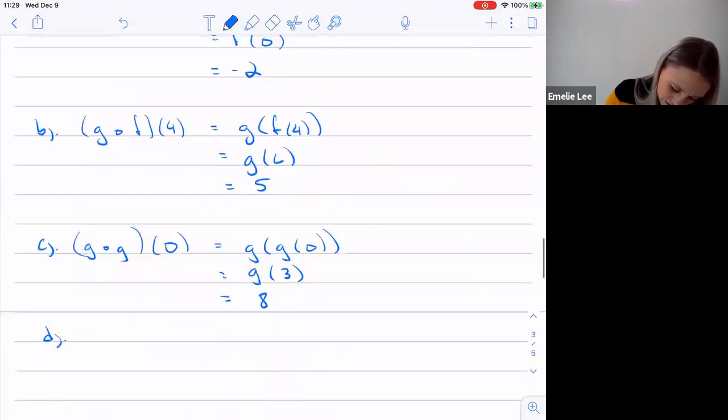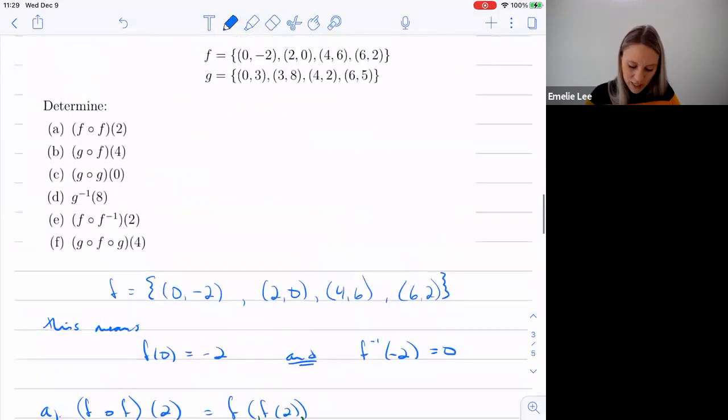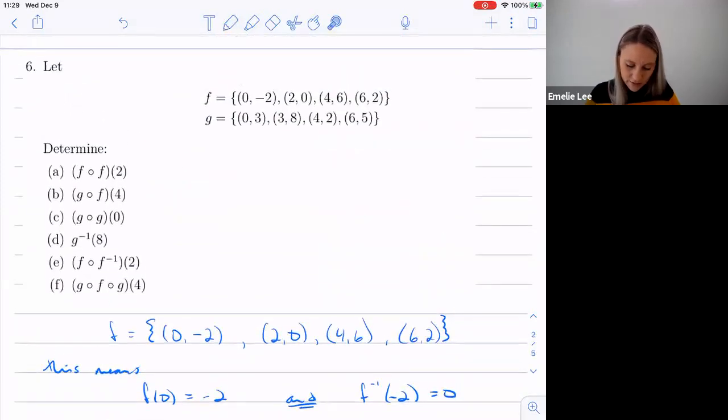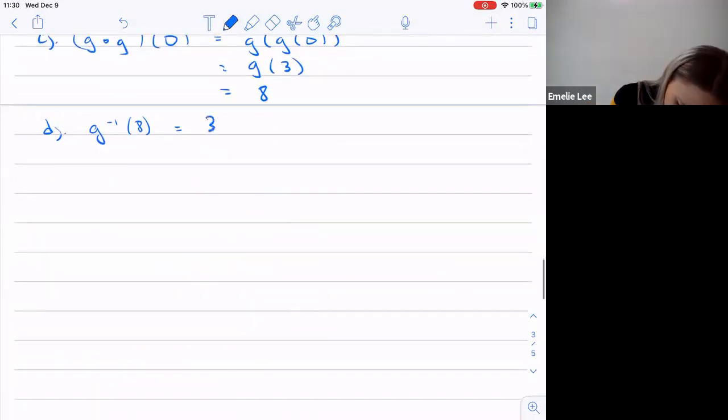D, g inverse of 8. So now I have an output of 8, and the inverse of that is 3. That one doesn't need any work.